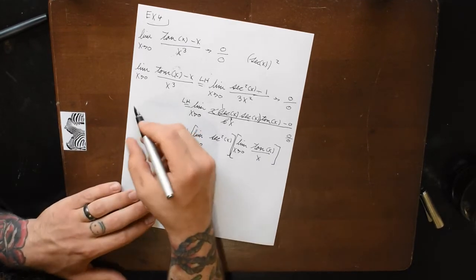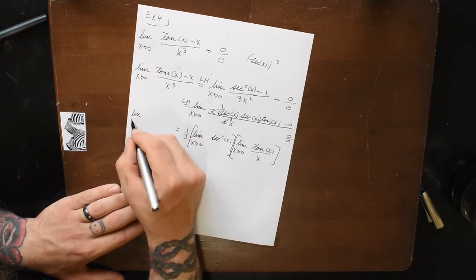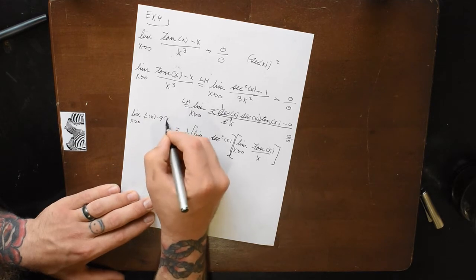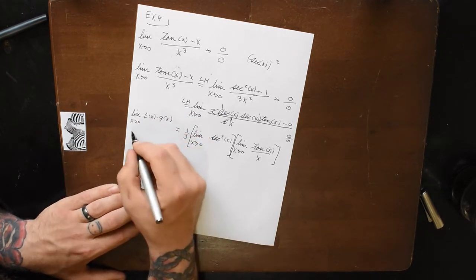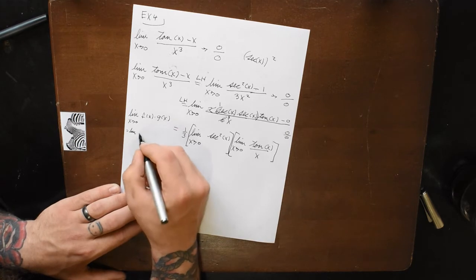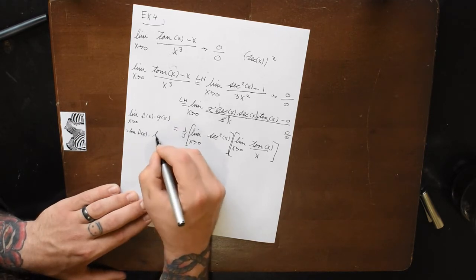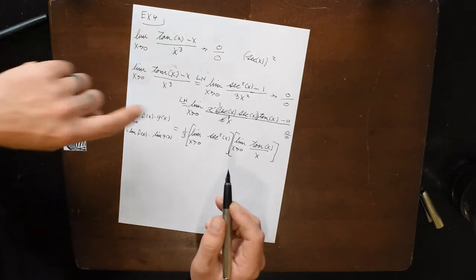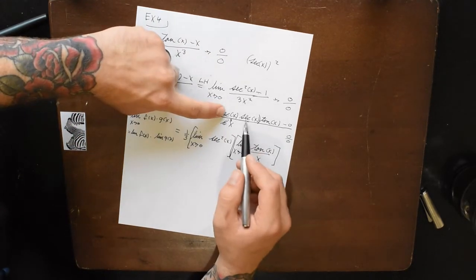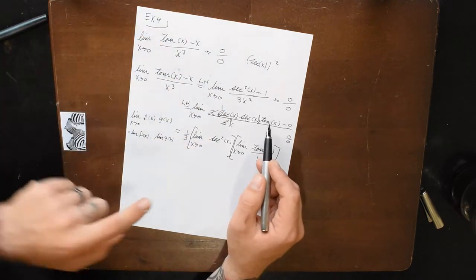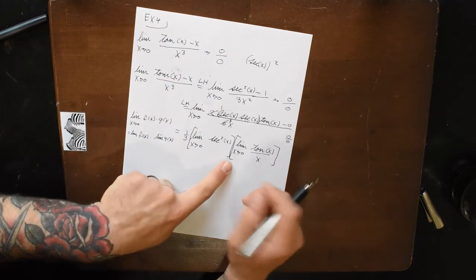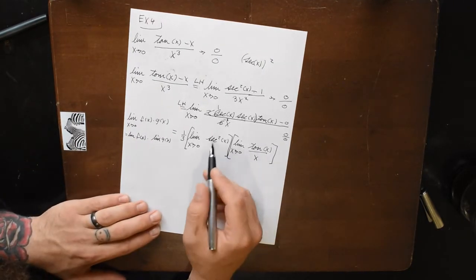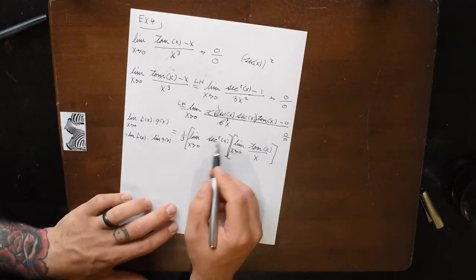Because remember, you can take the limit as x goes to some value of f of x times g of x, and you can break it up at multiplication. That's equal to the limit of f of x times the limit of g of x. And that's what we did here. We went from the limit of the secant squared of x times the tangent of x to the limit of secant squared of x times the limit of tangent of x. The reason why we did that is because we have no issue evaluating the secant squared of x.